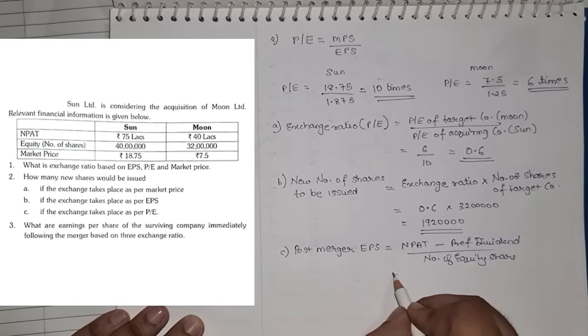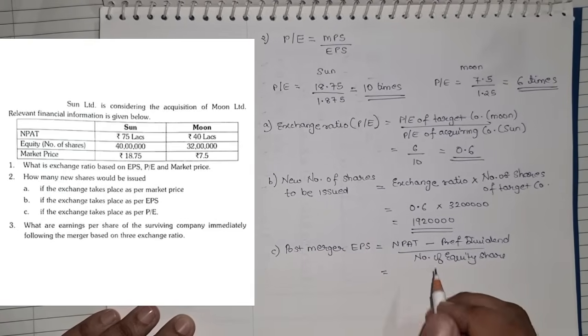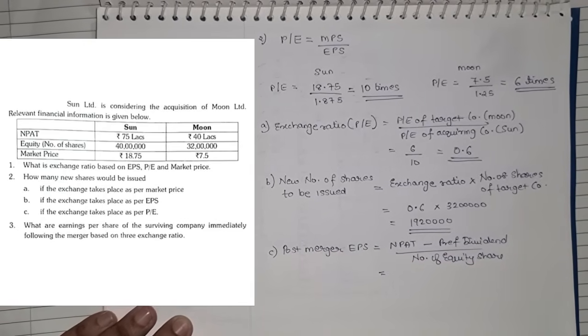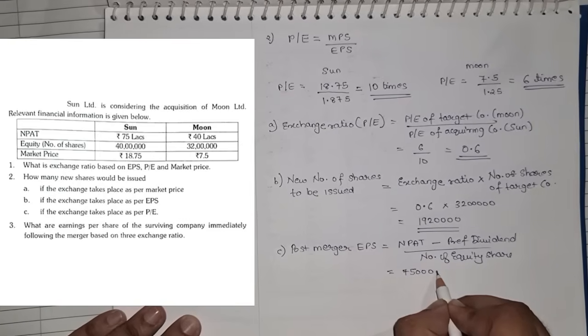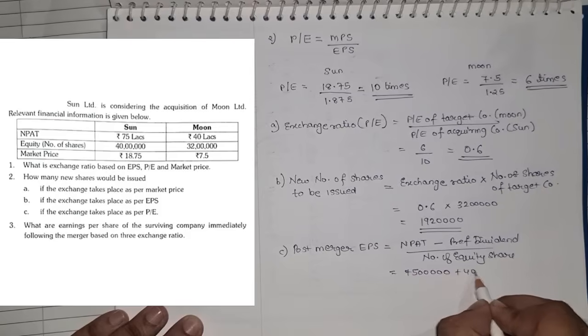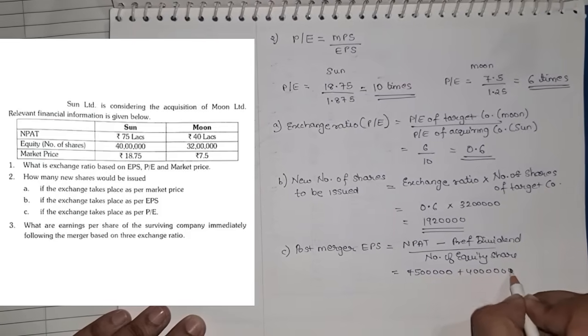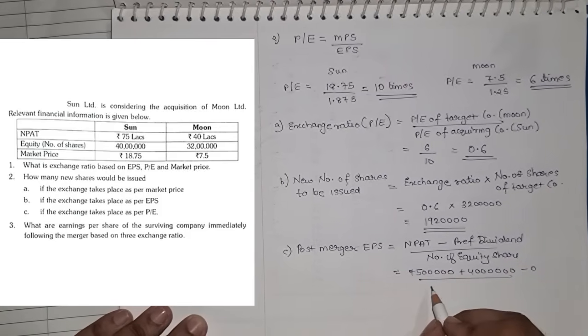Okay, so the net profit after tax, we'll have to merge up both the companies. So 75 lakh plus 40 lakhs, as we had done in the previous also. So 75 lakhs plus 40 lakhs, less dividend 0, upon the number of equity share.